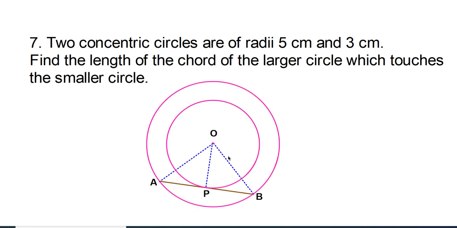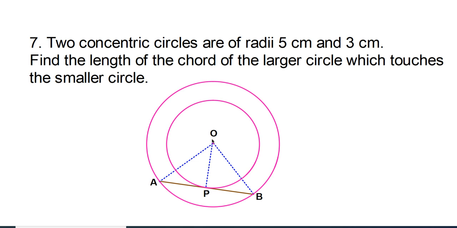Here the circle with the two concentric circles are drawn with the center O. AB is the chord of the larger circle. Let it touch the smaller circle at P. So you can write OP is equal to 3 cm because it is radius. OA is equal to 5 cm.